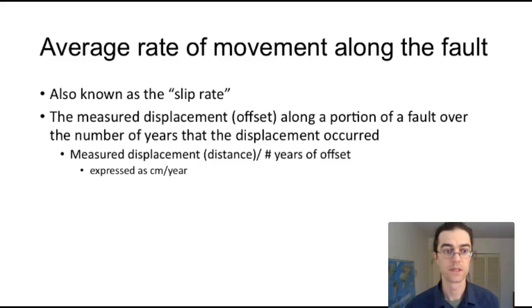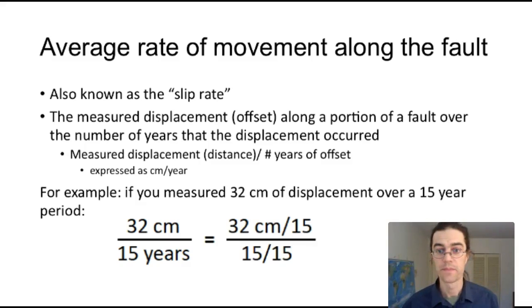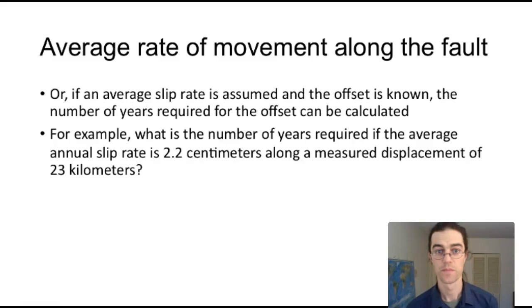For example, if you measured 32 centimeters of displacement over a 15-year period, this would be 32 divided by 15. And then to come up with centimeters per year, we've just continued the equation outwards there, and then coming up with about 2.13 centimeters per year. Or, if an average slip rate is assumed and the offset is known, the number of years required for the offset can be calculated.